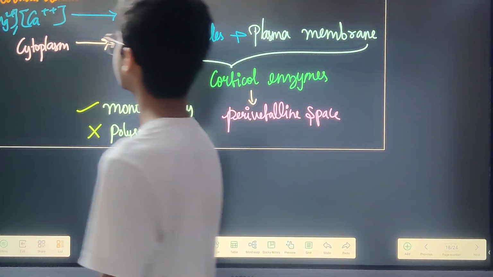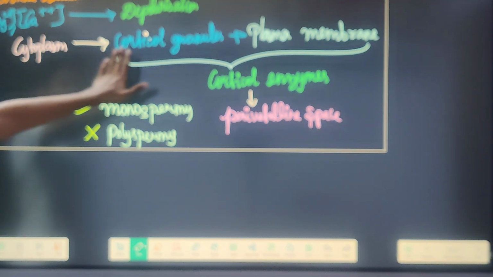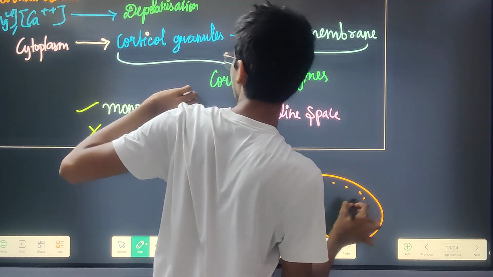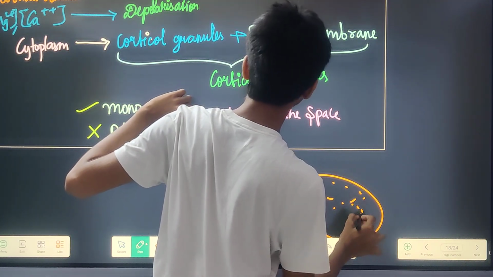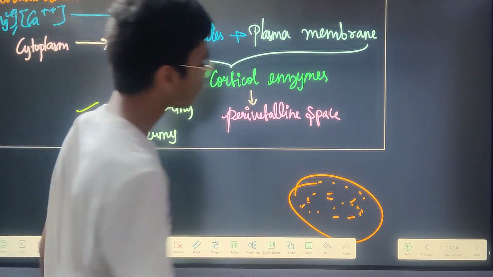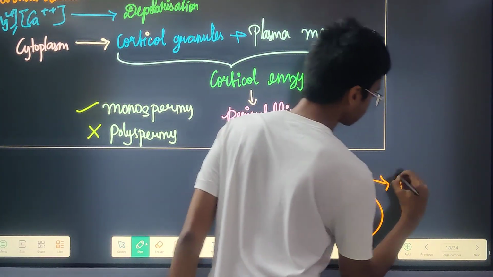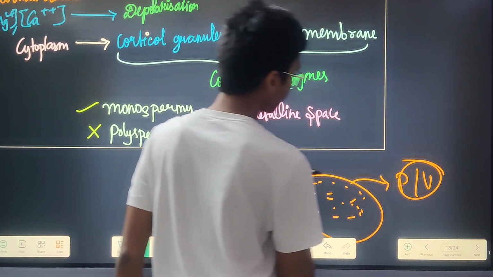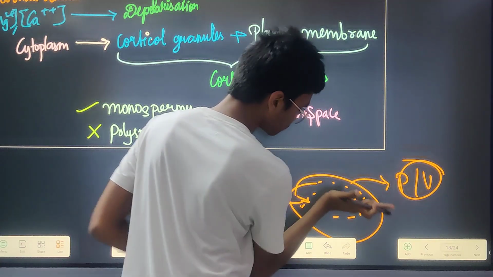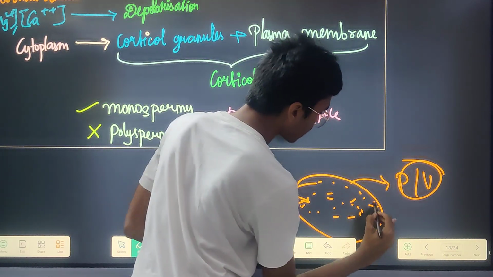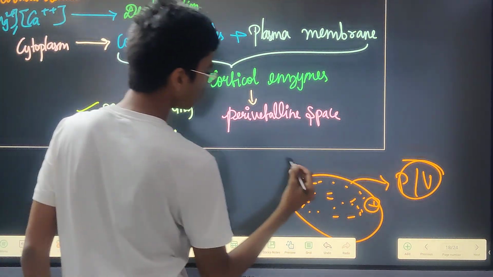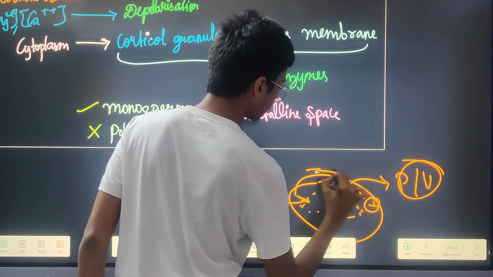Here you can see the cortical granules. Inside the ovum there will be cortical granules, present in the cytoplasm beneath the membrane, which is the plasma membrane or the vitelline membrane. When the sperm enters, these granules combine with the plasma membrane and make cortical enzymes.